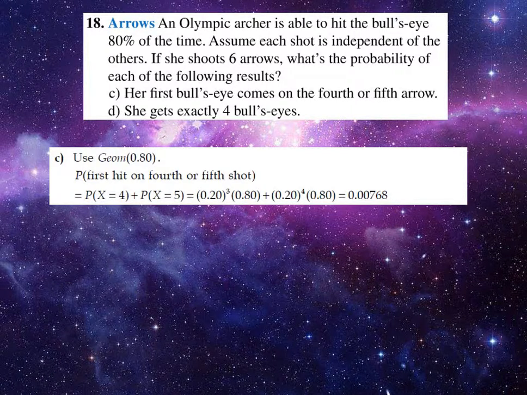Now, for part D, part D is saying she gets exactly 4 bullseyes. Is that geometric or binomial? Why? 4 out of 6. Because we're saying exactly 4 out of 6. Is that going to be PDF or CDF? Exactly 4 is PDF. C is a range. Think about C as being continuous. There's a continuous range. This is just for just one. Okay, give it a shot.